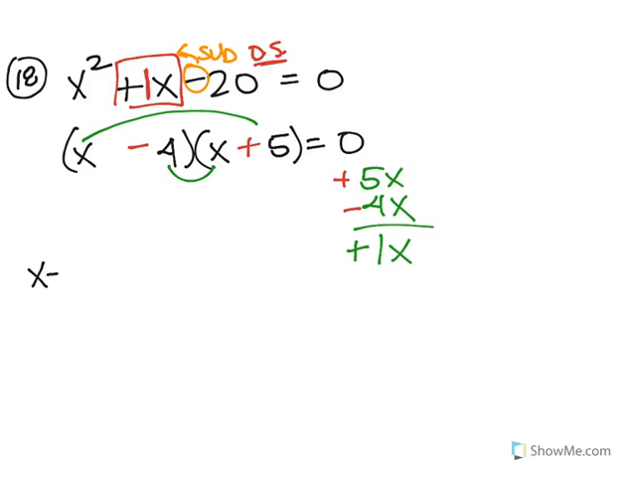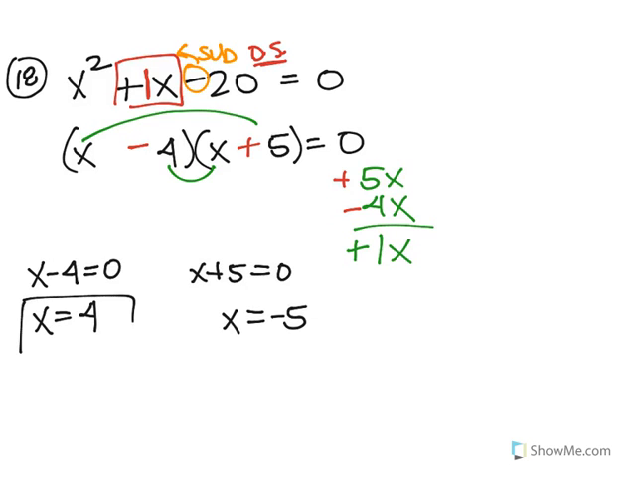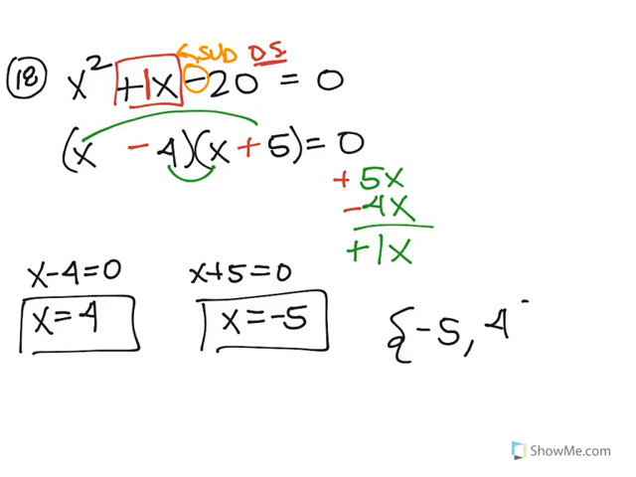So when you factor, you set each parenthesis to 0 to give me that opposite, which I know x must be 4 and x must be negative 5. Negative 5, comma 4 in curly cues.